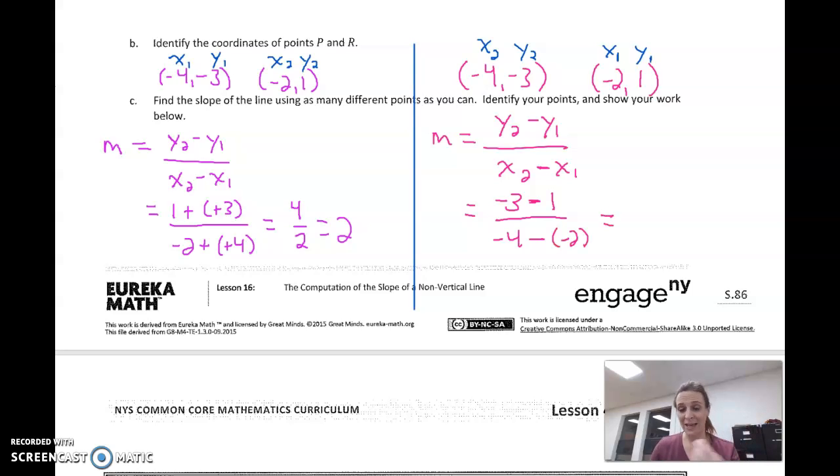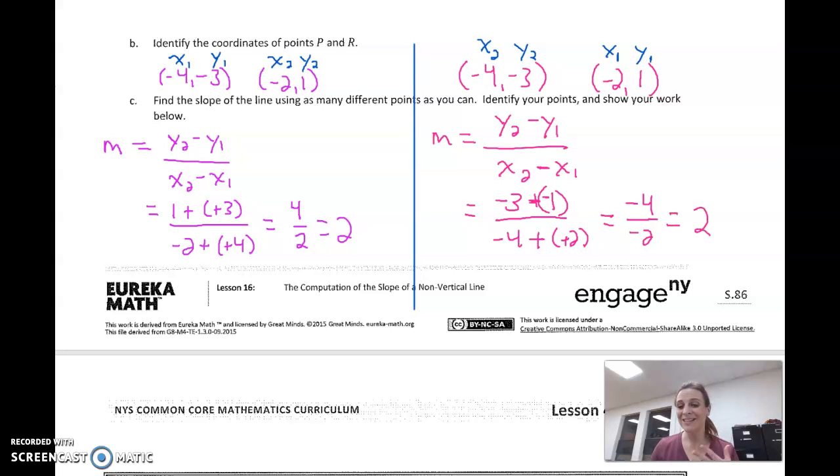Now let's compute that. Keep, change, flip: subtracting is the same thing as adding the opposite. That becomes a -1. Keep, change, flip: subtracting is the same thing as adding the opposite. Becomes a +2. -3 plus a -1 is a -4. -4 plus a +2 is a -2. Negative divided by a negative is a positive, and 4 divided by 2 is 2.